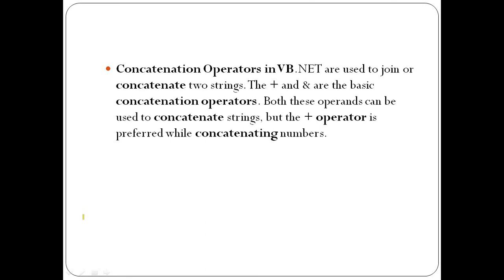For example, good and morning will join into good morning. It can join two separate results. It can join a number with text strings, etc. And there are two concatenation operators available in VB.NET, and those are plus and AND. So these are the operators we have in VB.NET.